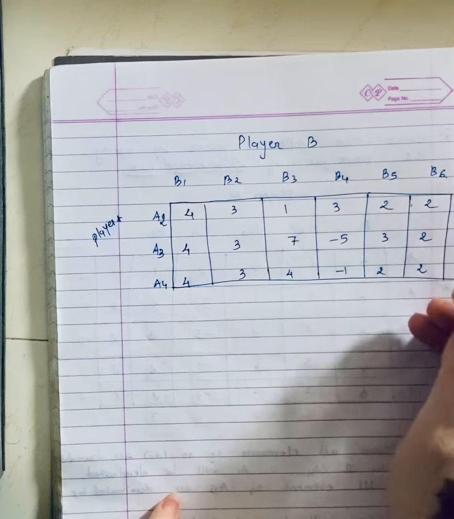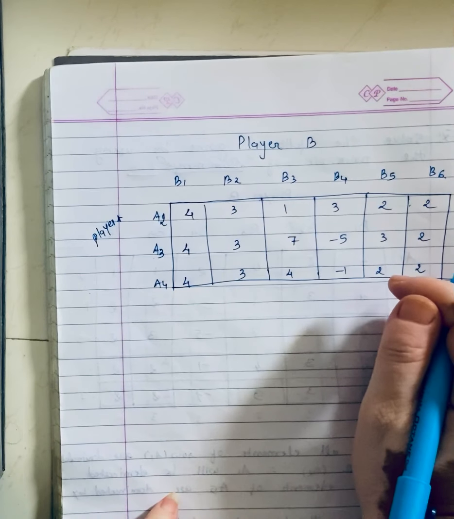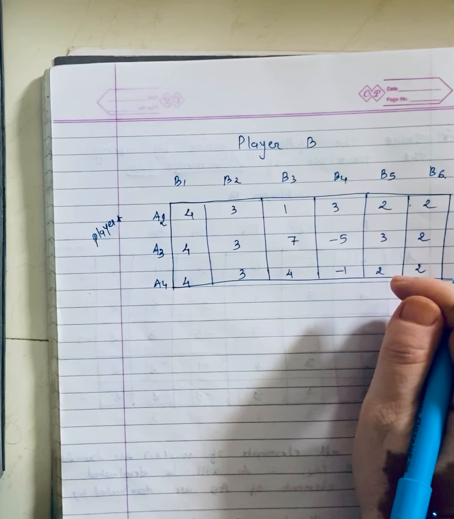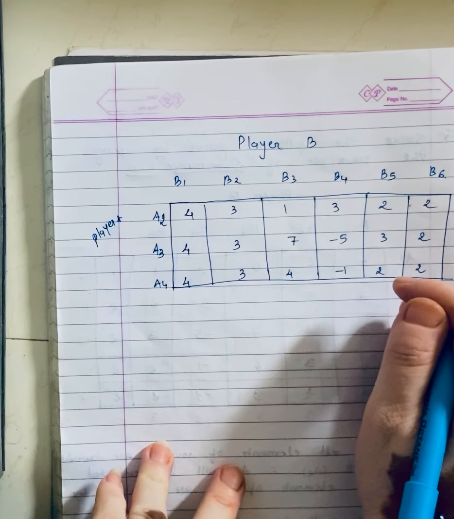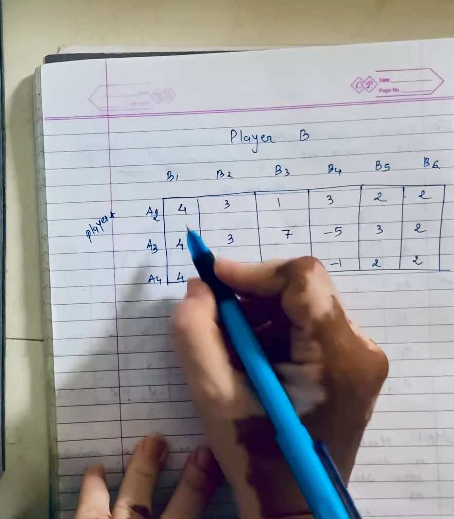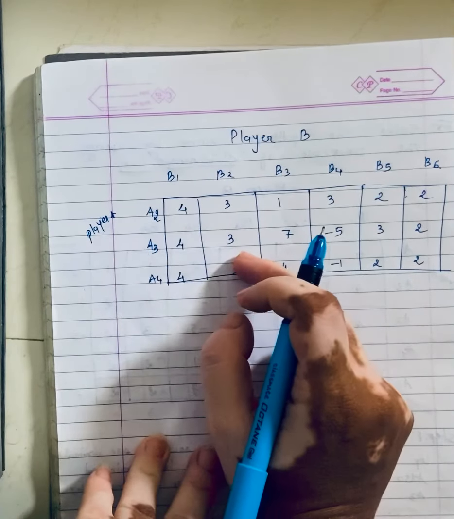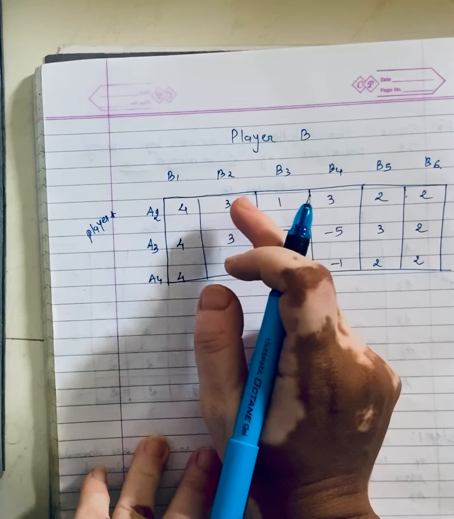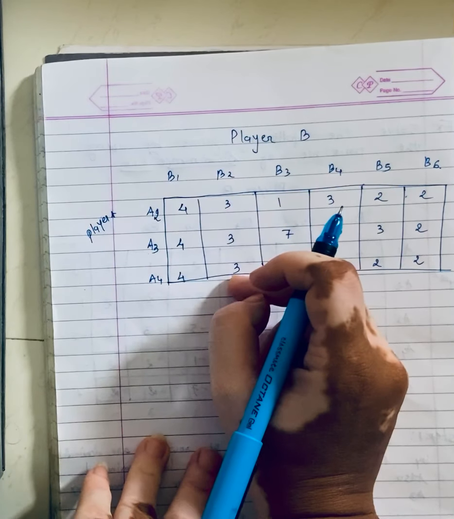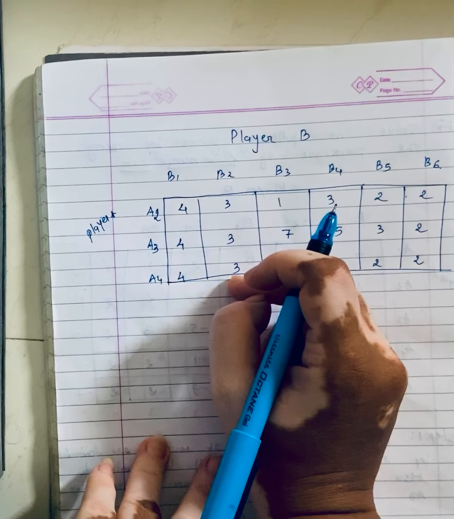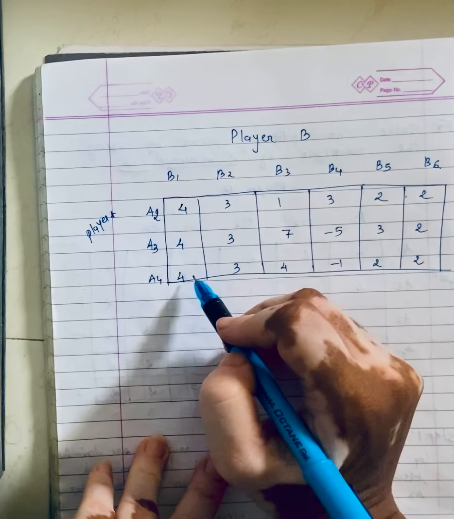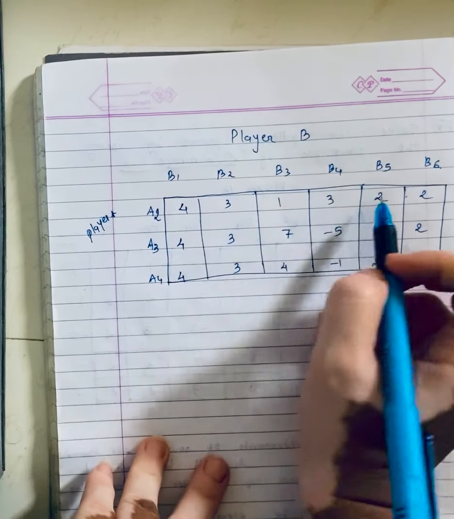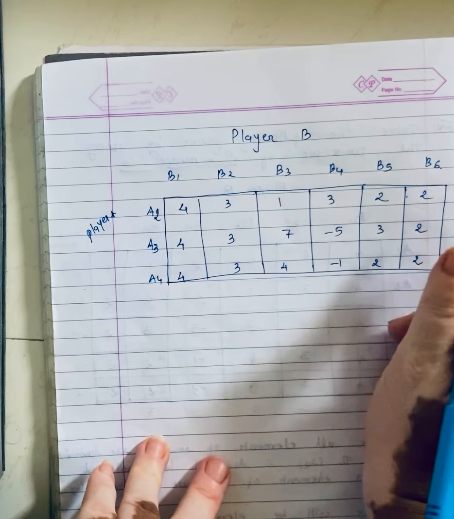Now we eliminate columns. By eliminating the column, we have to check the maximum element of the column. We eliminate the column having the maximum element. So first we check B1. All the elements of B1 are greater than or equal to the elements of B3 and B2. Also all the elements of B1 are greater than or equal to B2, B5, B6.